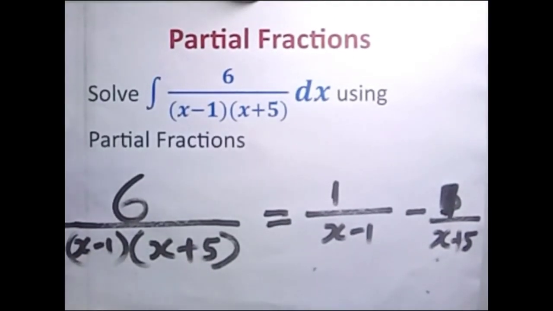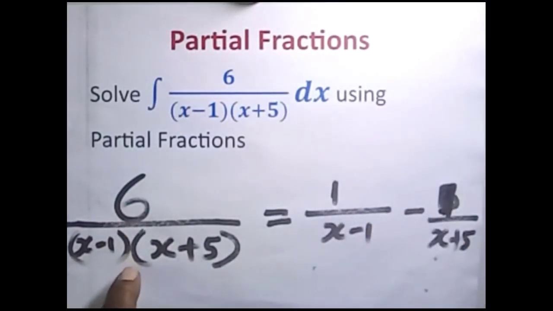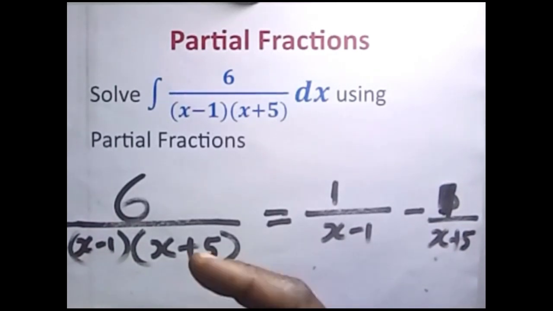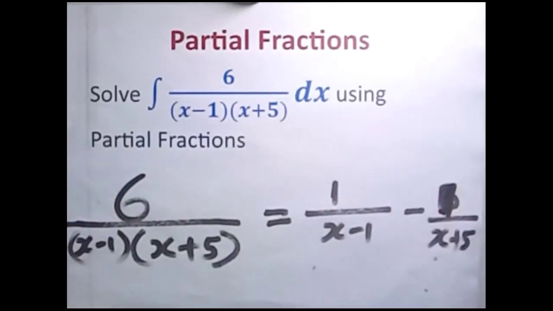All right. So having gotten our answers to be a equals 1 and b equals minus 1, we got these two new fractions, 1 over x minus 1 minus 1 over x plus 5. Recall also that I told you that if you combine these two fractions, you will get this original fraction back. So this is combining partial fractions. Last time it was decomposing into partial fractions. Now we want to combine these partial fractions to see if we will get the original fraction.